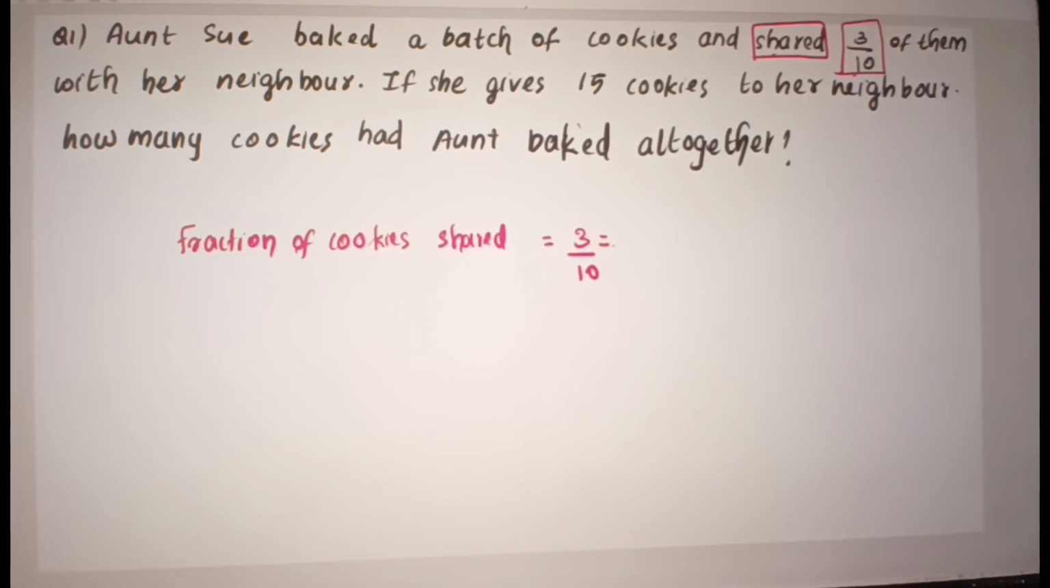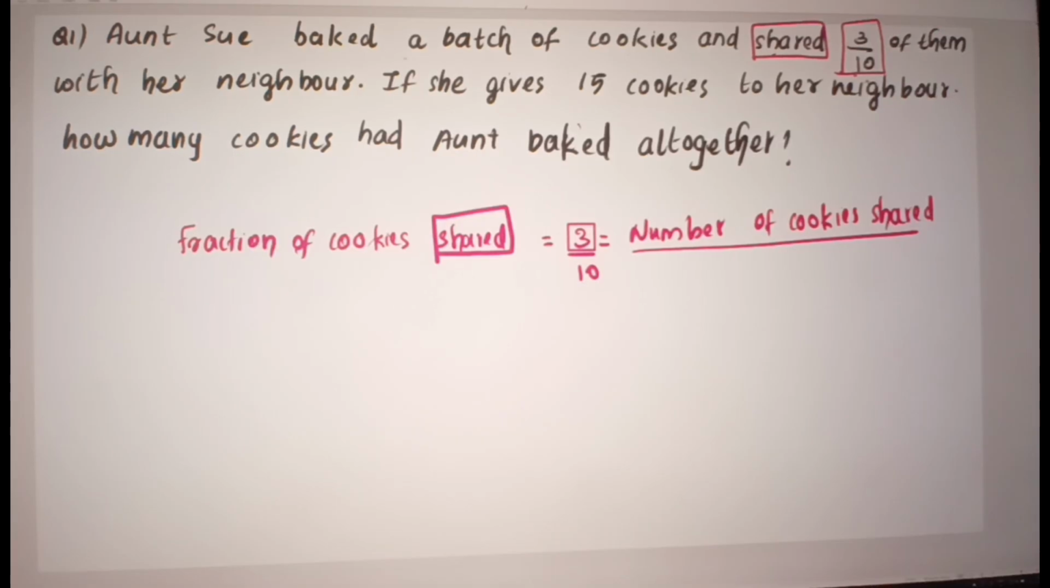Fraction of cookies shared. So what does the numerator show? The numerator shows the number of cookies shared. So what does the denominator show? The denominator shows the number of cookies made.